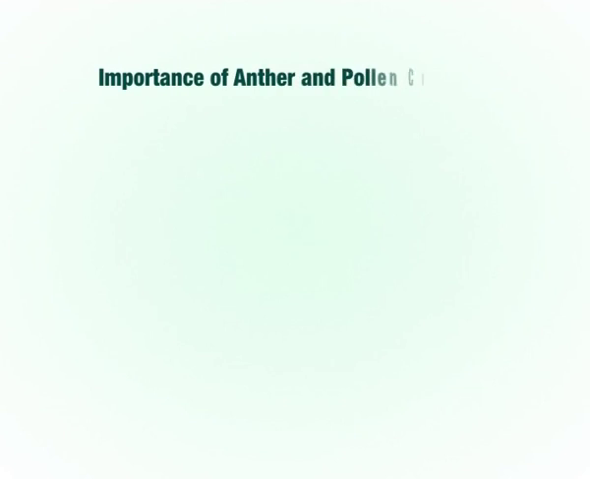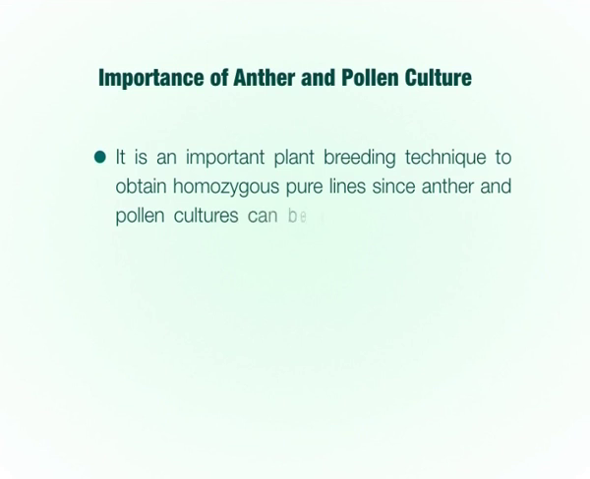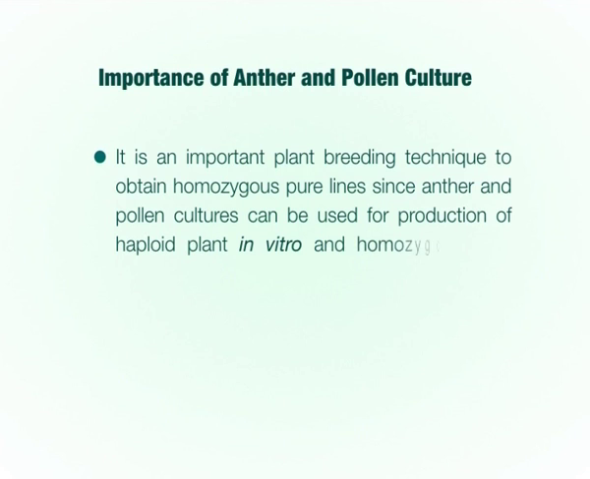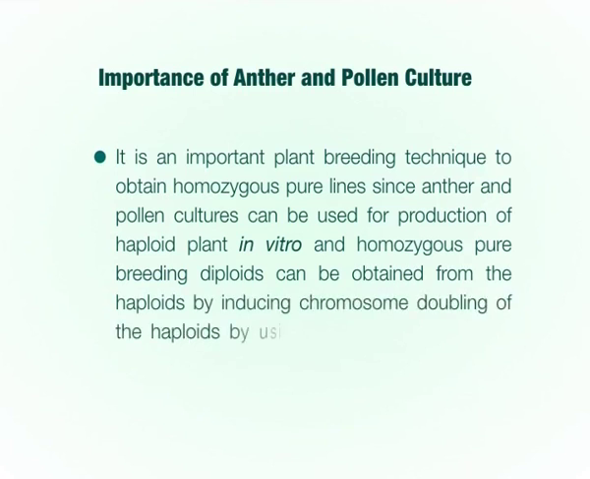Let us now see the importance of anther and pollen culture. The first importance is that it is an important plant breeding technique to obtain homozygous pure lines, since anther and pollen cultures can be used for production of haploid plants in vitro, and homozygous pure breeding diploids can be obtained from the haploids by inducing chromosome doubling using methods like colchicine treatment.